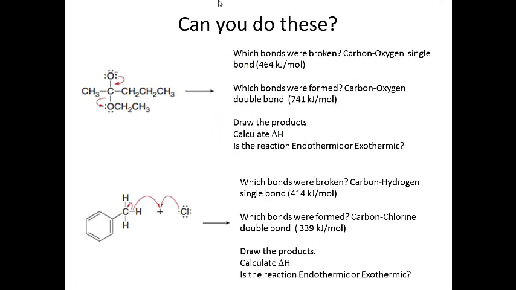Right, so here is a chance for you to do some work. I gave you the bonds broken and the bonds formed and the energy amounts. You need to draw the products. You also need to calculate delta H and answer the question: is this reaction endothermic or exothermic? The same thing for this second reaction down here. Draw the products, calculate delta H, and then answer whether the reaction is endothermic or exothermic.